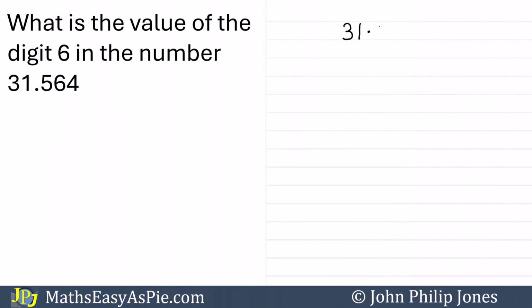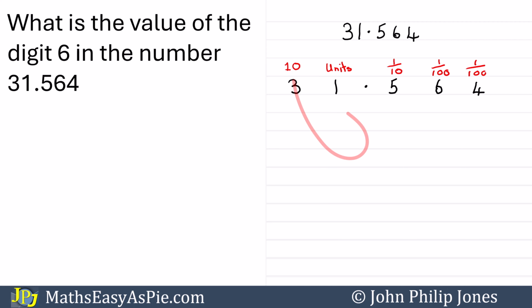We've been given 31.564. The first thing I'll do, I'll spread the digits out as you can see in front of you. You can regard each figure as being in a column that has a value. So I'm writing the values out as you can see. And we start here at a column that's worth 10.